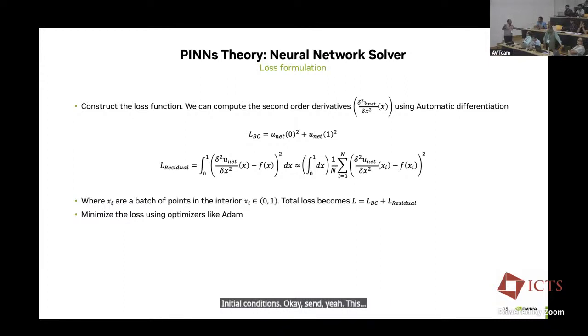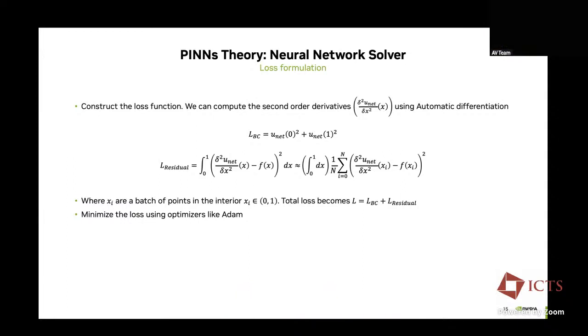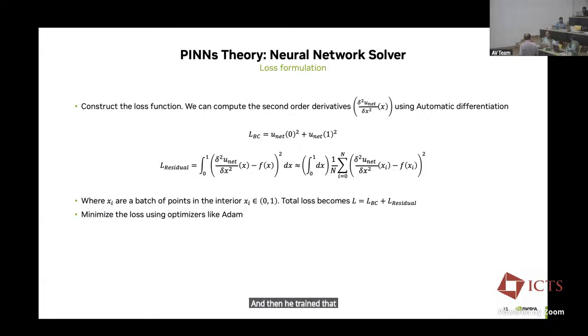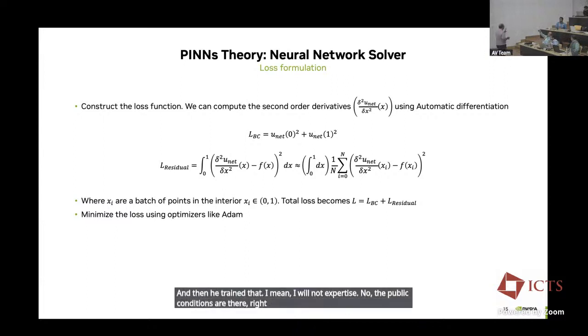This is the loss function, no? That's what he's asking. Yes, this is the loss function which is there. Initially we have to take some data, like initial data, and then we train the network. I am not the expert, but the boundary conditions are there, boundary data, but some initial data is required.